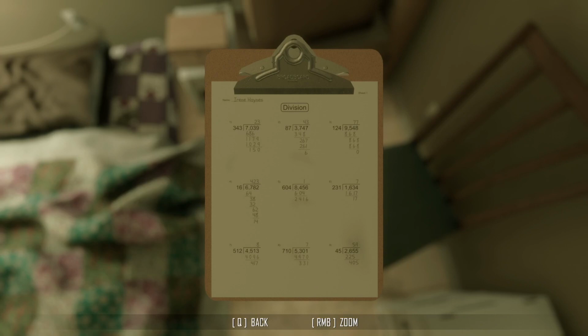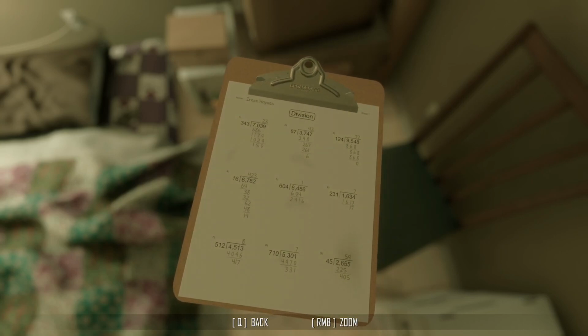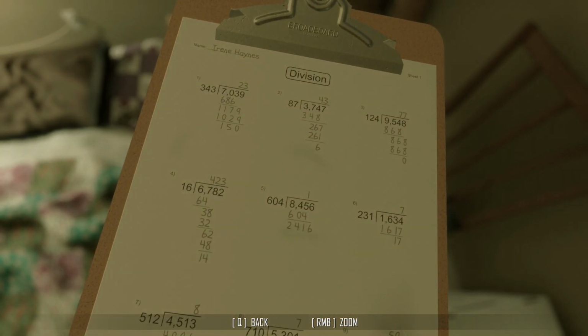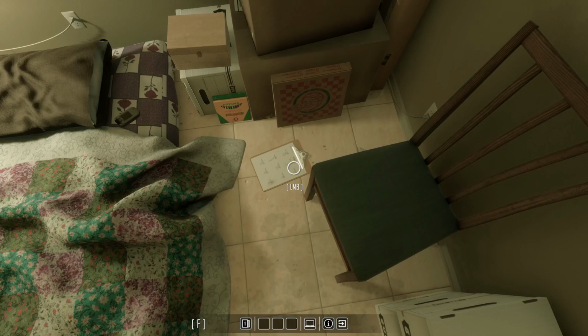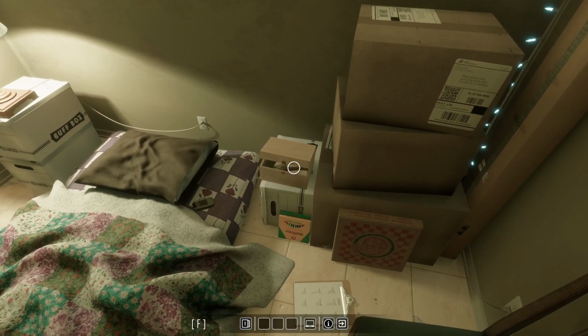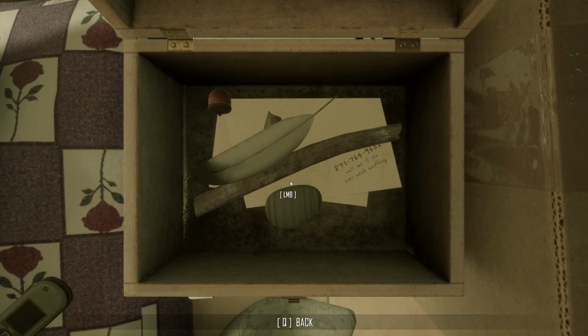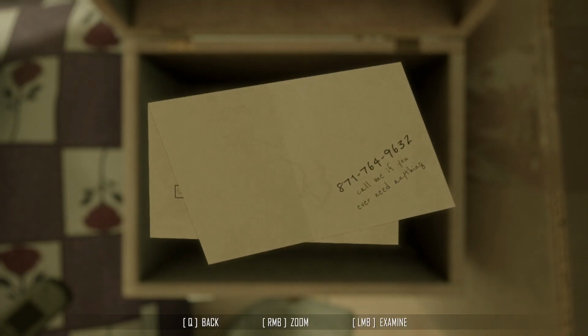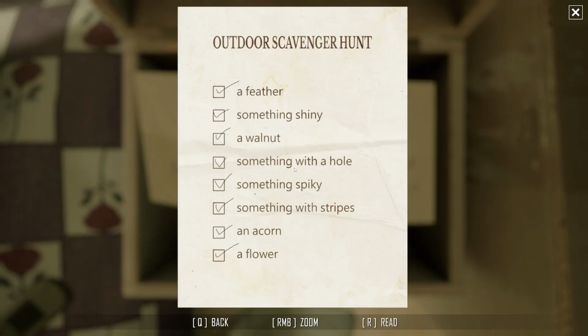Irene Haynes. So that would be the kid. Maybe. What do we have here? Call me if you ever need anything. 9632. Outdoor scavenger hunt. A feather. Something shiny. A walnut. Something with a hole. Something spiky. Something with stripes. An acorn. A flower.